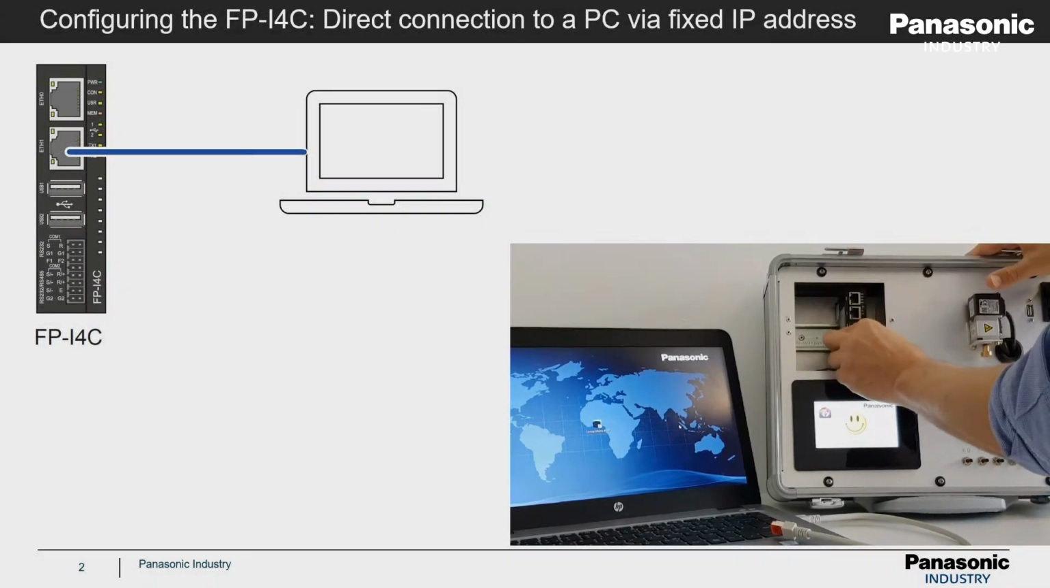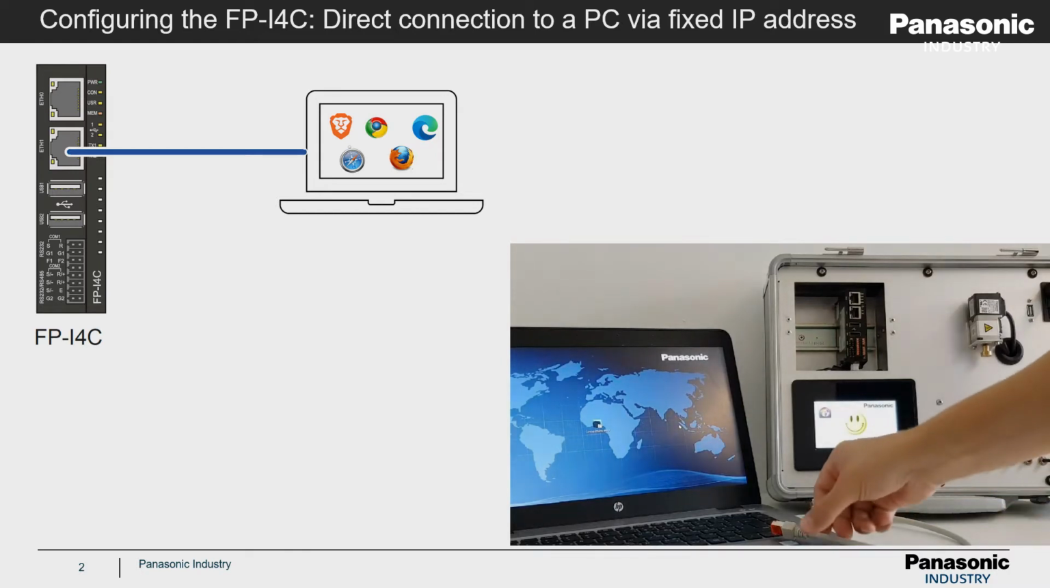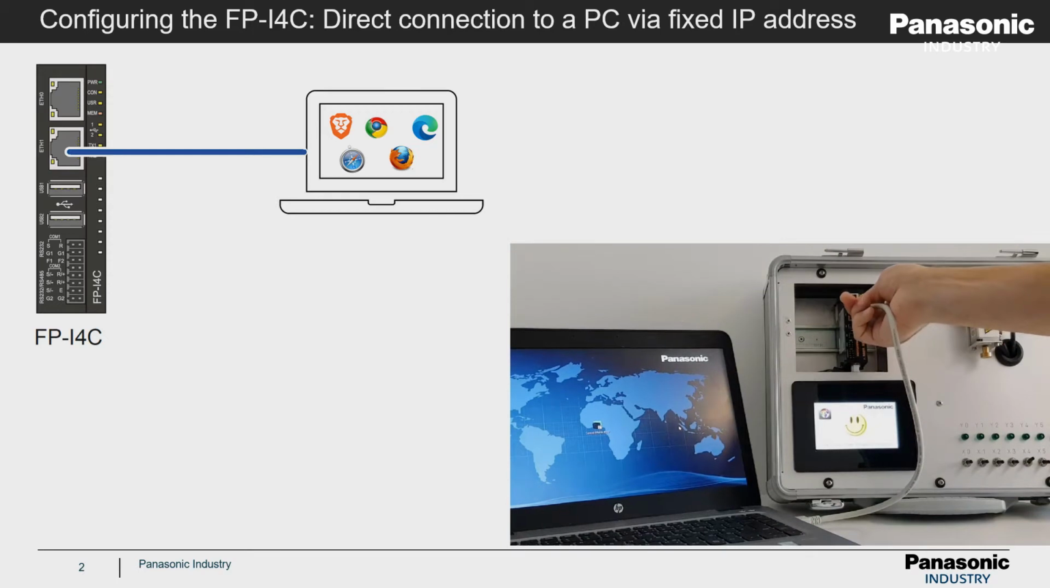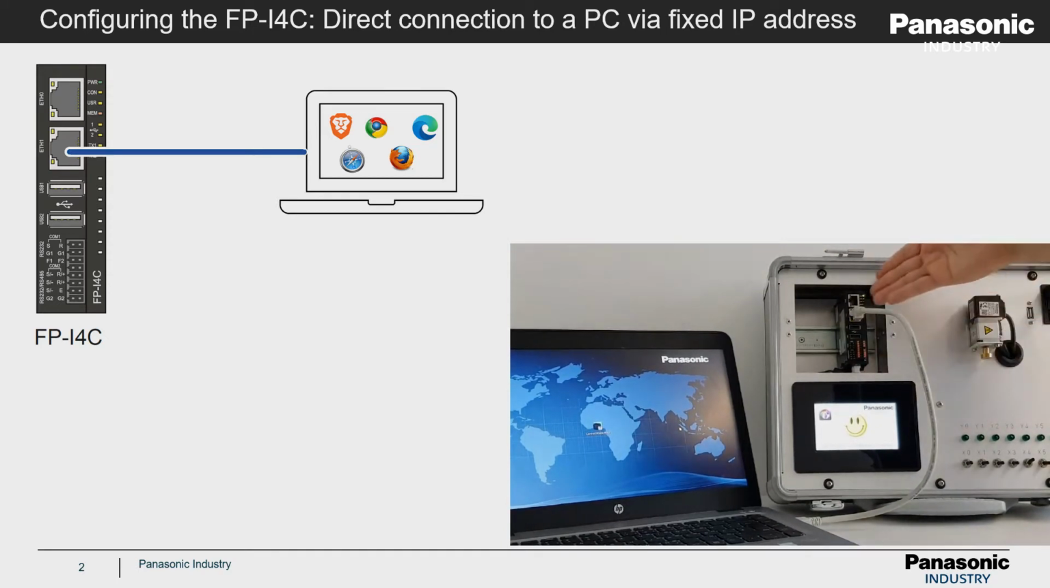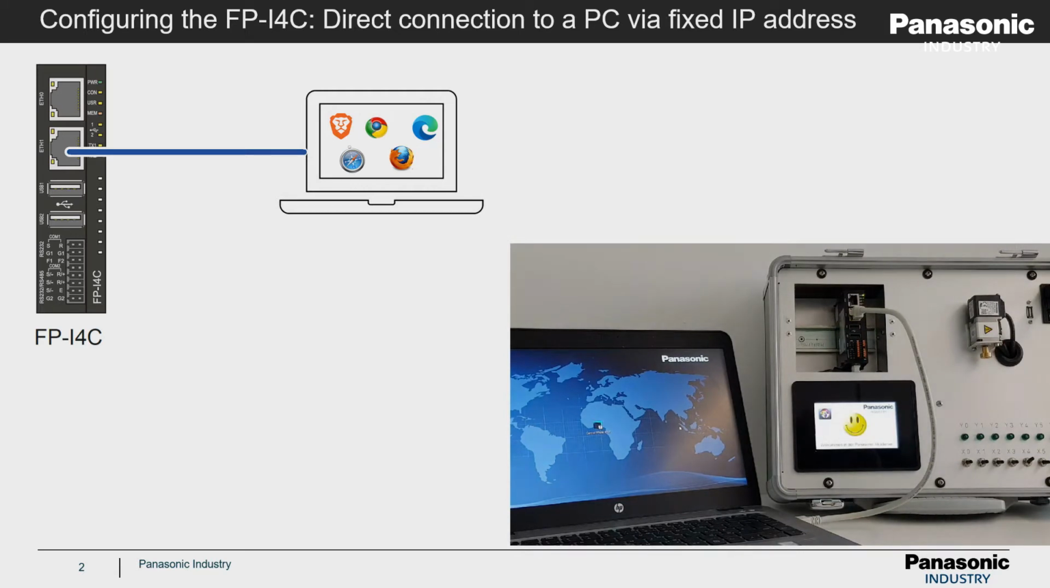Next step is to configure the FP-I4C unit according to the application needs. The configuration settings are simply done by using any standard web browser like Microsoft Edge, Firefox, Chrome, etc. However, for configuring the FP-I4C, we need to establish first a physical connection between the unit and the laptop by using a standard Ethernet cable. Be aware that the laptop must be in the same Ethernet network as the FP-I4C.